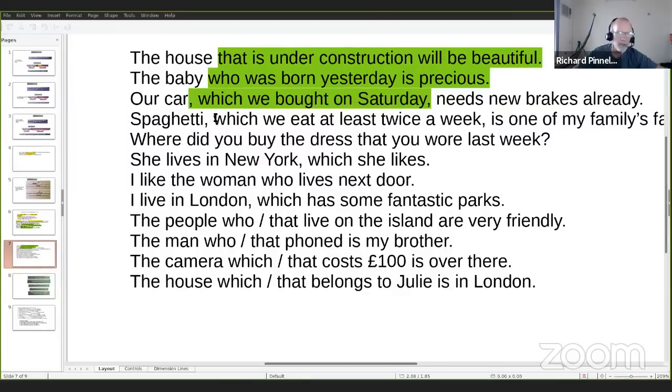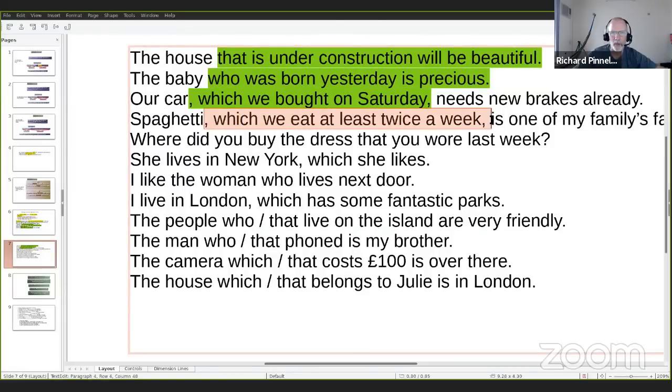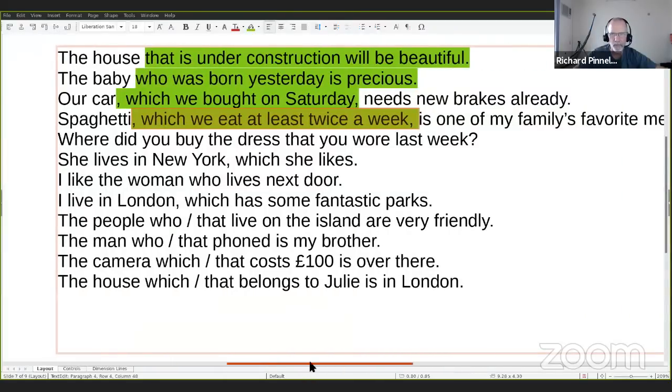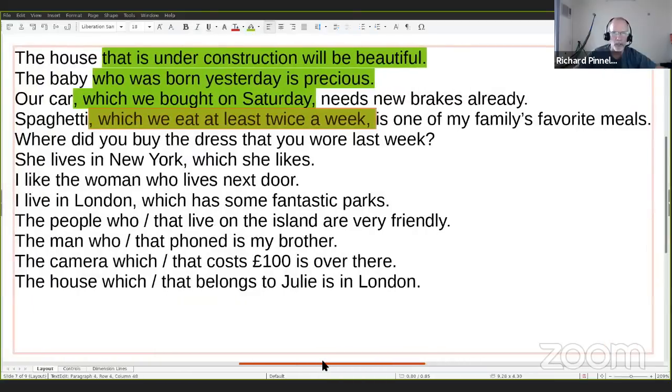Spaghetti, which we eat, again, another non-defining one separated by commas and using which. Spaghetti, which we eat at least twice a week, is one of our family's favorite meals.